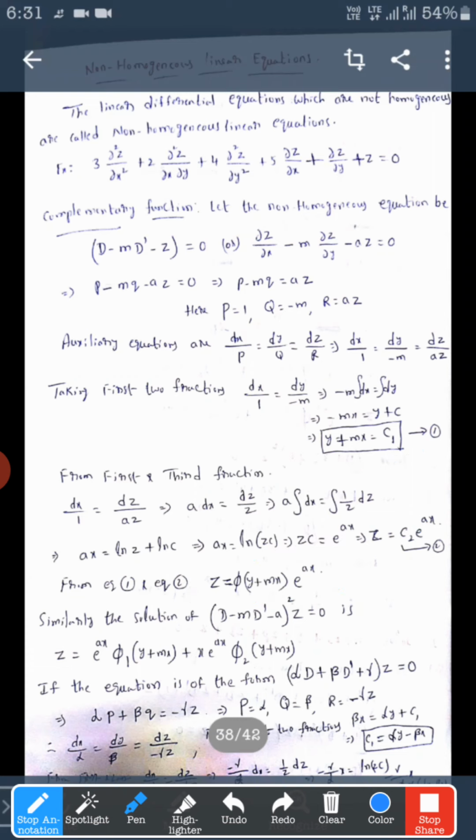Similarly, for the solution of a second-degree equation, one extra term will come here. It is similar to the homogeneous case, but the only difference is that here we will get the extra e^(ax) term. That is the only difference we have to remember.